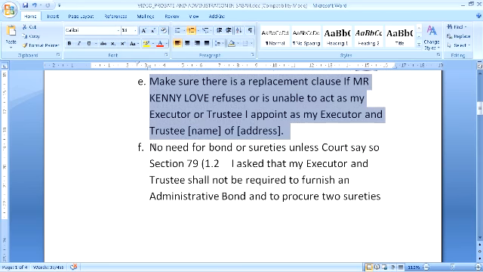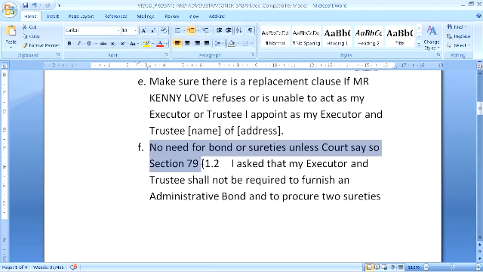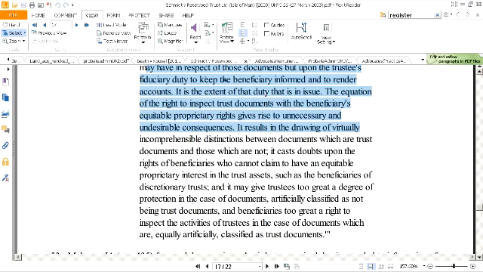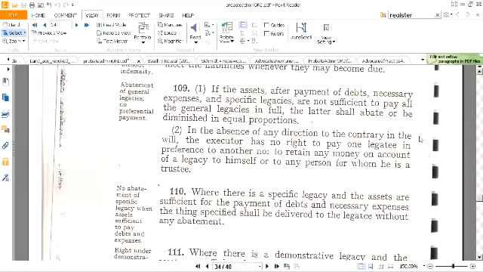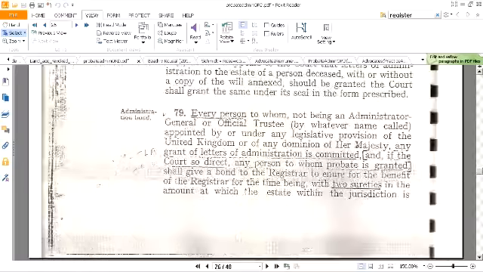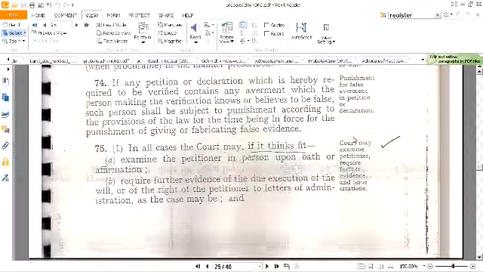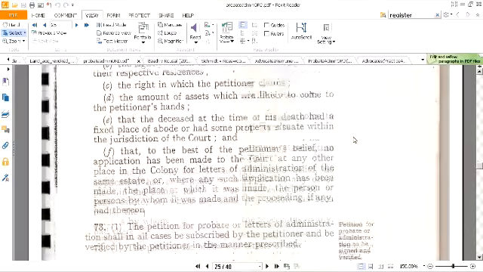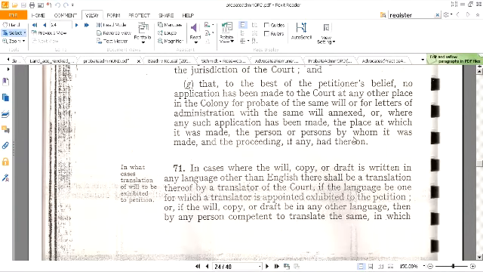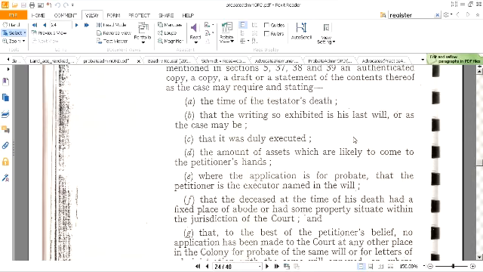Now, this clause is important, the replacement clause. If you know that, just put it in, in case one of the executors or trustees is refusing to do his job. This applies to most circumstances. If someone decides that they want to resign, you can't force them to stay on.